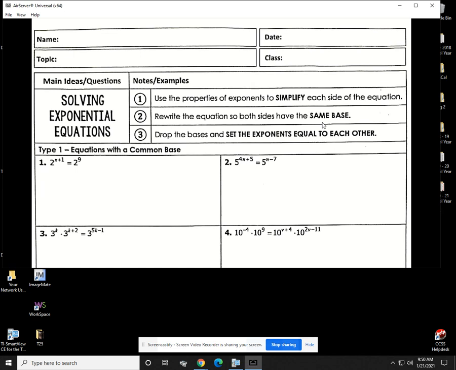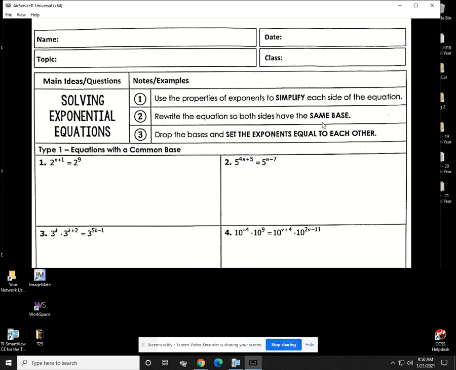Now, here's the reason we can't always use one method or the other. We're using these methods, what we're doing today, when we can make the bases the same. But sometimes you have exponential equations that no matter what you do, you cannot make the bases the same. And therefore, you have to have that other method, and that's where the logarithms come into play. Okay? So today, we're actually going to be dealing with all equations where you can actually get your bases the same.